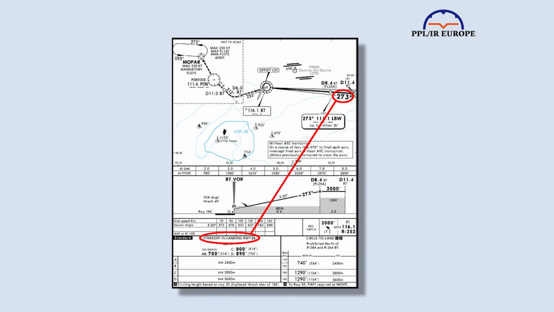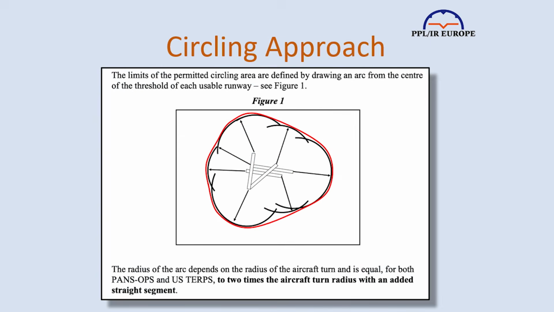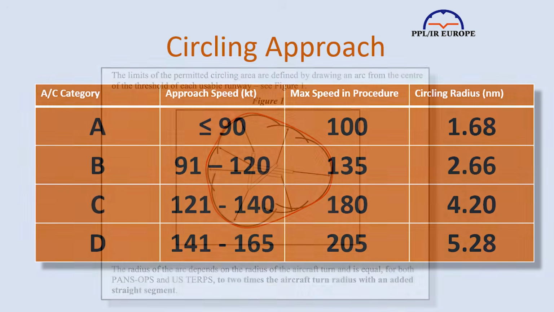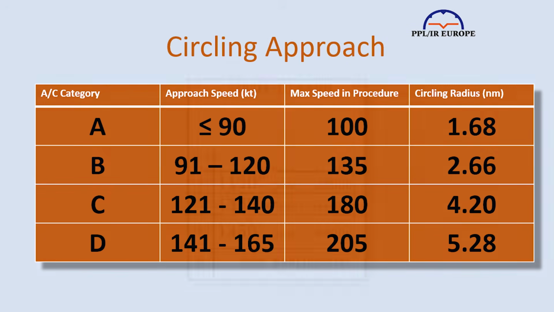These issues are sometimes solved with an offset approach, which I'll be talking about in a minute, but the difference is that an offset approach has its own minima, such as this one at Le Bourget, while a circling approach uses circling minima within a protected area. The aircraft must remain within a defined circling protection area that varies based on an approach category.